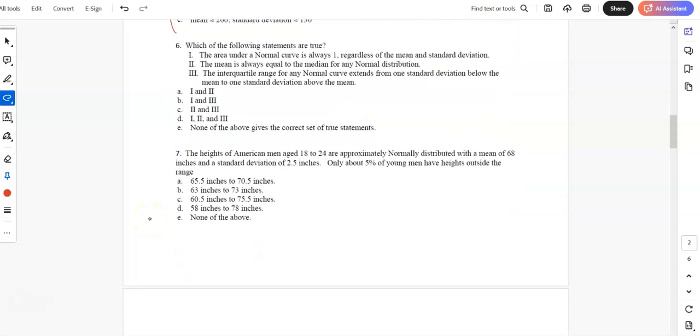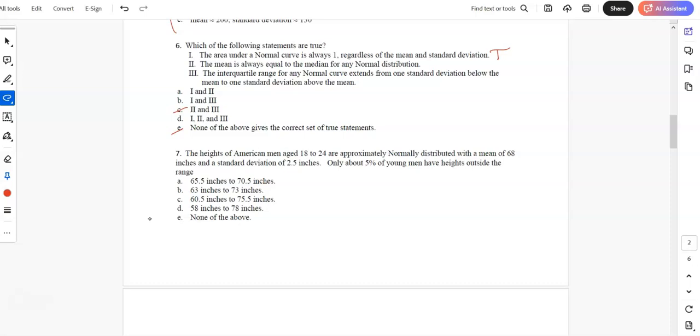These can be tough. Let's just look at it and see which one makes sense. The area under a normal curve is always 1, regardless of the mean and standard deviation. That is absolutely true. So it's always 100%. The area under the curve is always 1. So I know 1 is true, which means this one's not logical, and this one also is not logical. It's got to include 1 as part of the answer.